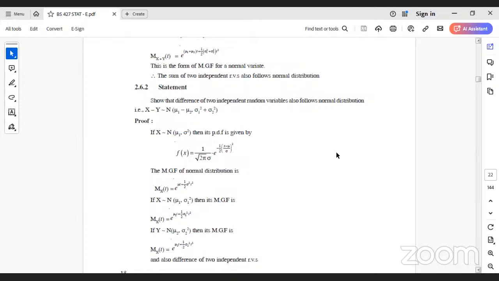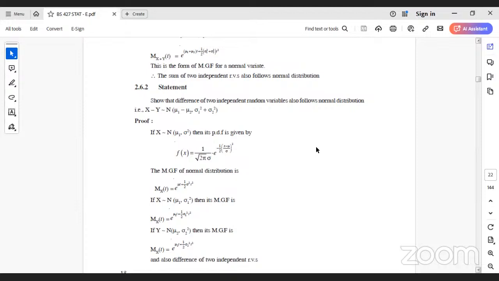If X follows N(mu, sigma square), then its probability density function, as I told yesterday, is f of x equals 1 by under root of 2 pi into sigma, with sigma not inside the root, e power minus 1 by 2 into ((x minus mu) by sigma) whole square. The moment generating function of the normal distribution is M of x of t equals e power mu t plus 1 by 2 sigma square t square.